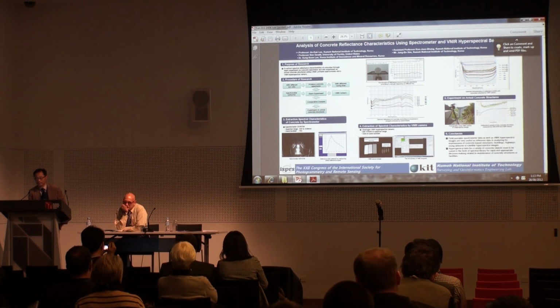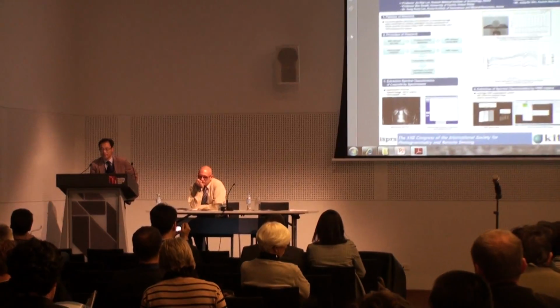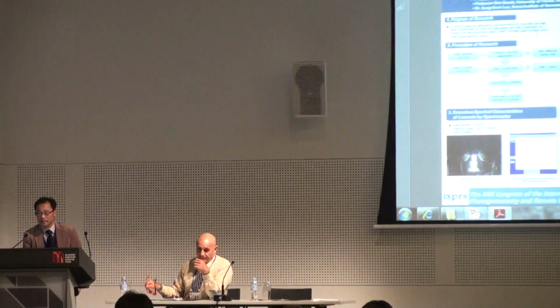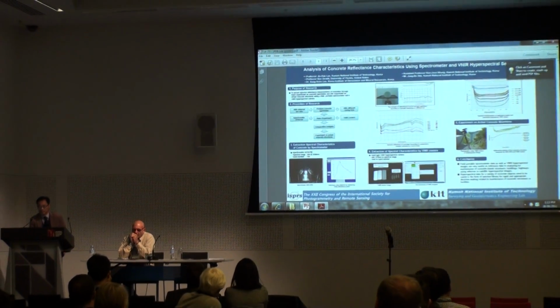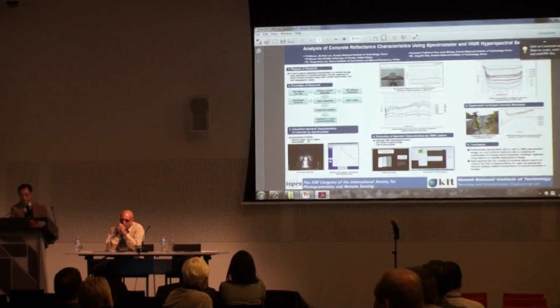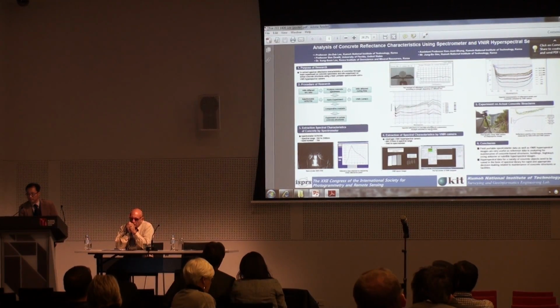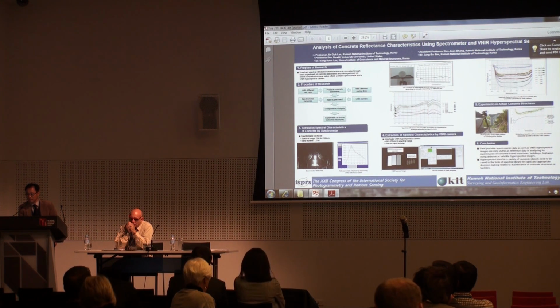The purpose of this research is to extract spectral reflectance of concrete through basic experiments on concrete specimens and field experiments on actual concrete structures. We used two types of hyperspectral sensors: a field portable spectrometer named GER3700 and a VNIR hyperspectral camera. This graph shows spectral reflectance of concrete according to wavelengths extracted by the spectrometer GER3700.